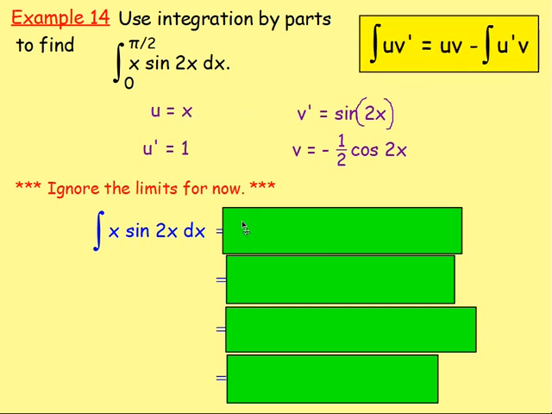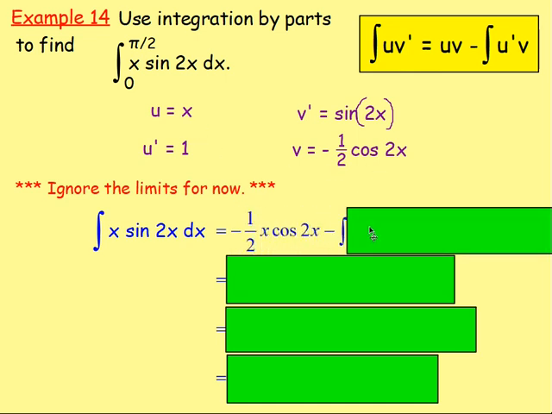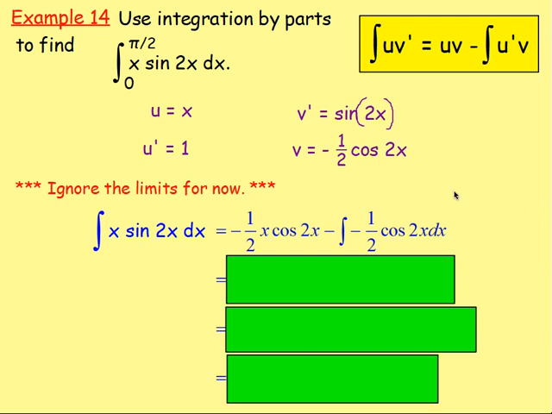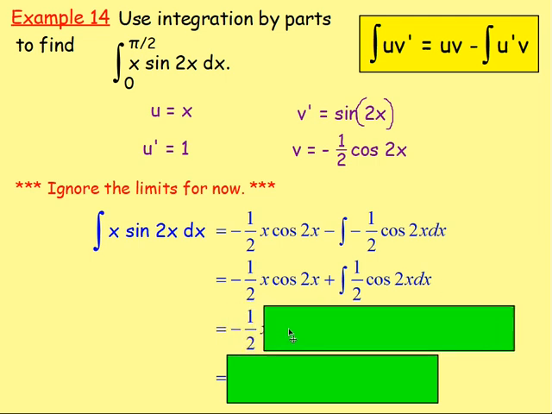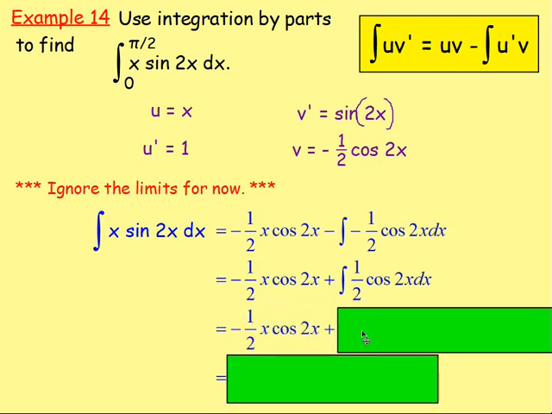So u times v, so I've got negative 1/2, I've got the x, and I've got the cos 2x. Take away the integral of u dash times v. So 1 times this part. So in other words, just this part. After that, you're thinking, ooh, we've got two negatives here, that'll become plus. And then I've got the negative 1/2 x cos 2x, which will stay, and then I can integrate this 1/2 cos 2x. So 1/2 will stay as 1/2.